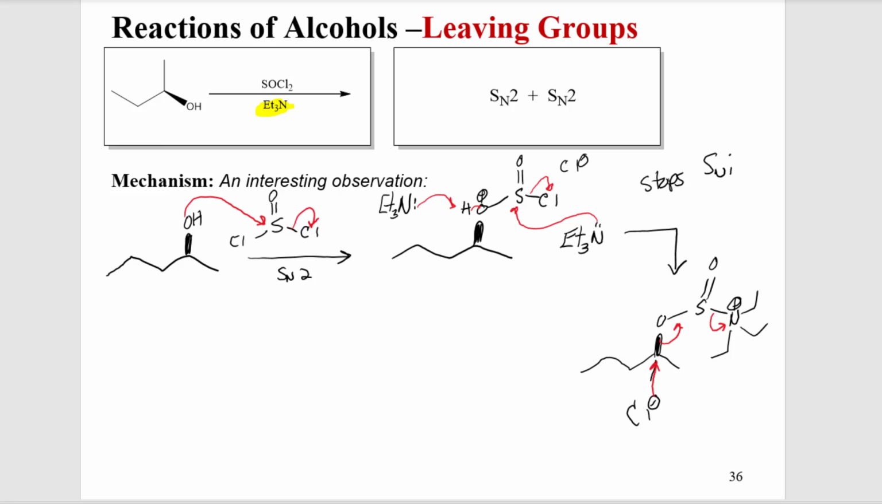And you can see now that the chlorine came in from the back. It reestablishes your triethylamine, and you generate your SO2 gas. Right, so there's your SO2 gas again. You're still generating that.